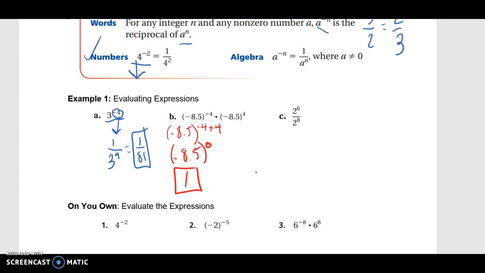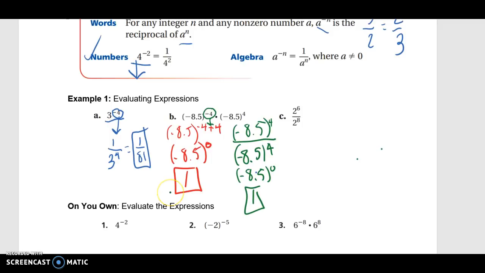Let me show you another way we could do this problem. One thing is to bring this below the fraction bar line because it's negative. So then I'm going to have negative 8.5 to the 4th over negative 8.5 to the 4th. And then I subtract 4 minus 4, which will get you 0. Anything to the 0 power is 1. So pick which way you like best. You'll still get the answer either way. I just wanted to show you both ways on how to do that.